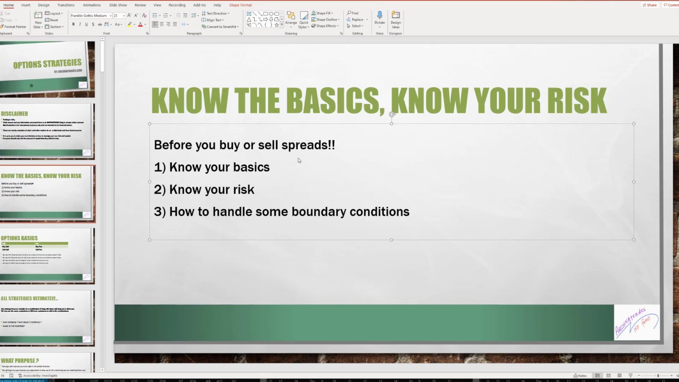Before you buy call spreads or debit spreads, or sell call spreads or debit spreads, or any kind of spreads, even butterflies or calendars, you need to know your basics and you need to know your risk. And if any boundary condition happens, you need to know how to handle that. So this is what we are going to be talking about.